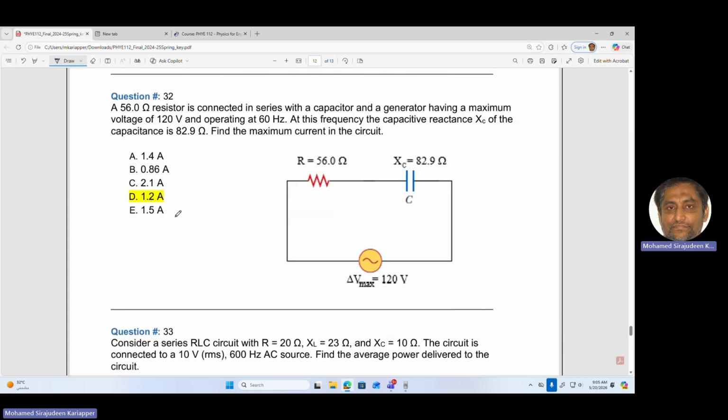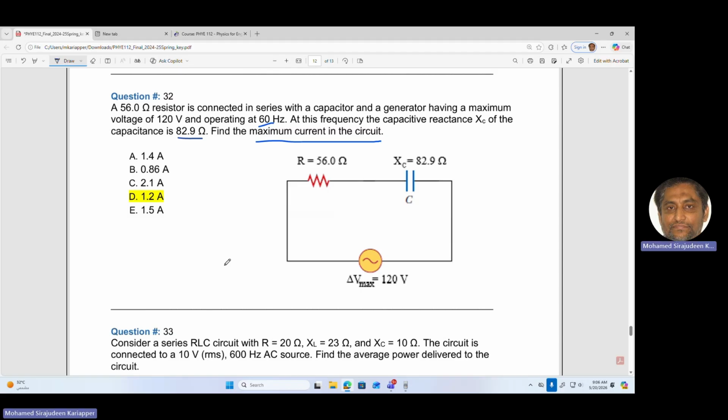A resistor is connected in series with a capacitor and a generator having a maximum voltage of 120 volts and operating at 60 hertz. At this frequency, the capacitive reactance XC of the capacitor is this much. Find the maximum current in the circuit.